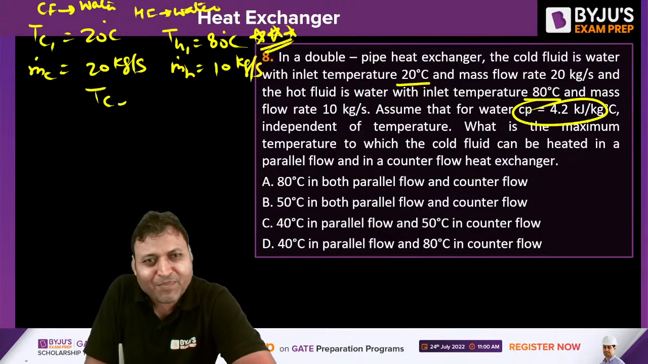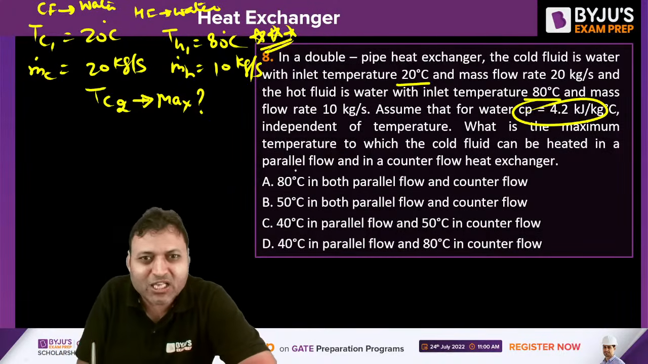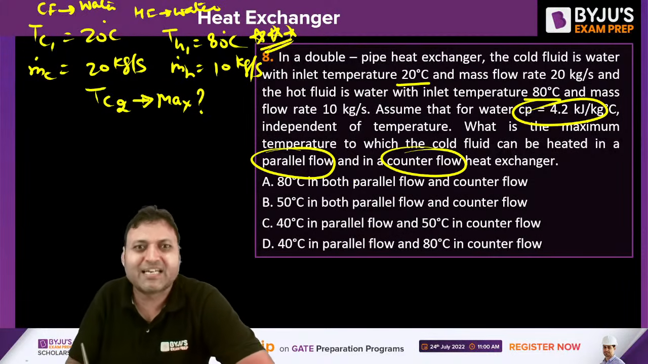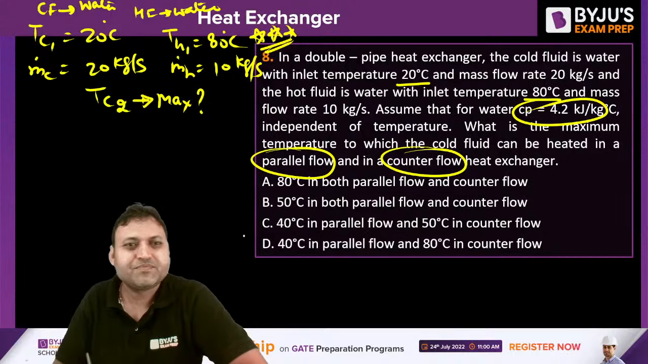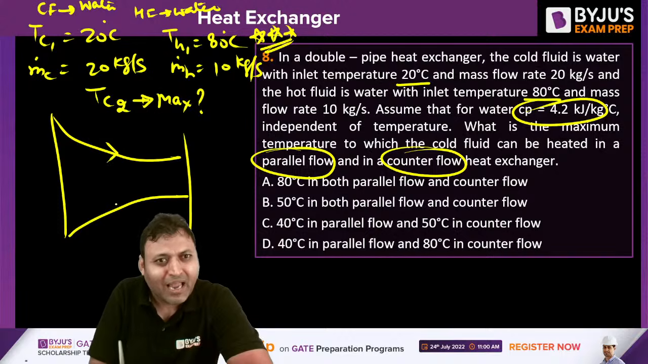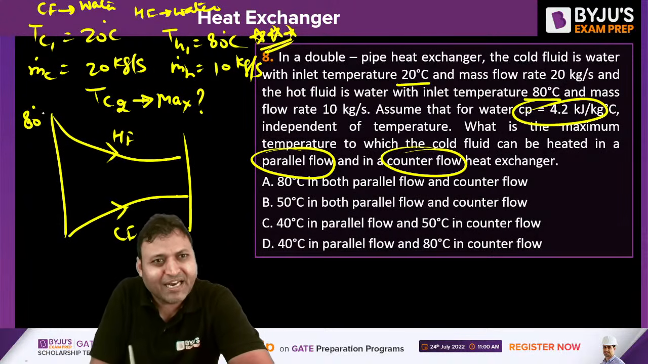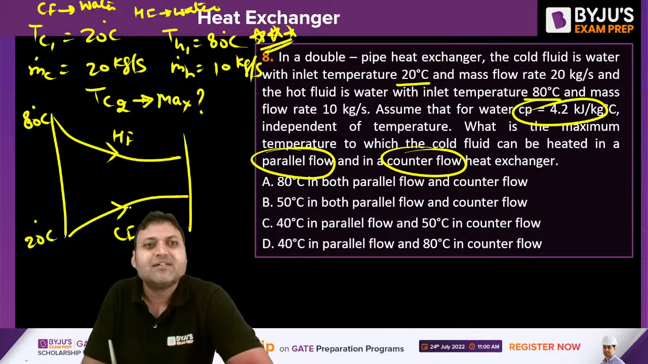What is the maximum temperature to which the cold fluid can be heated in a parallel flow as well as in a counterflow heat exchanger? Can you let me know? If we talk about the parallel flow, let me do the parallel flow and you should do the counterflow. This is hot fluid, that is water, that is the cold fluid, that is also water. The inlet temperature of hot fluid is 80 degrees Celsius. The inlet temperature of cold fluid is 20 degrees. Right?